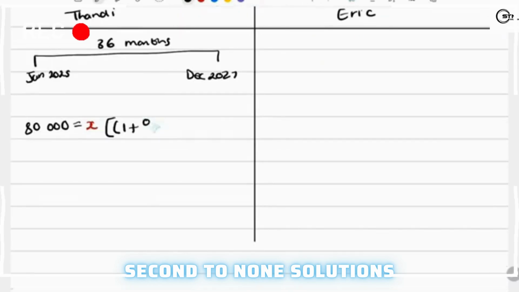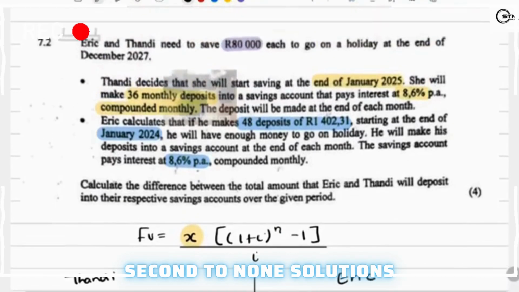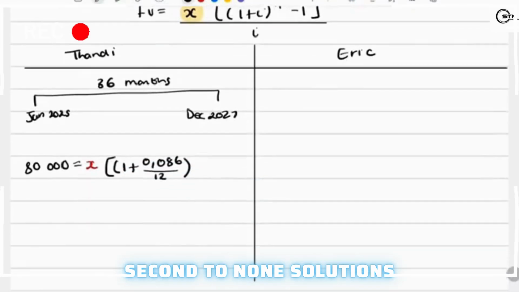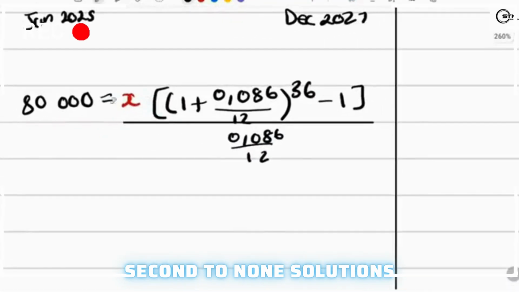8.6% as a decimal is 0.086 over 12. And then we're going to take that and raise it to the power of N, where N stands for the number of deposits they're going to make. Since it's 36 monthly deposits, N is 36. So we put it to the power of 36, then minus 1, all over our interest, which is of course 0.086 over 12. Okay, so we just need to solve for x.